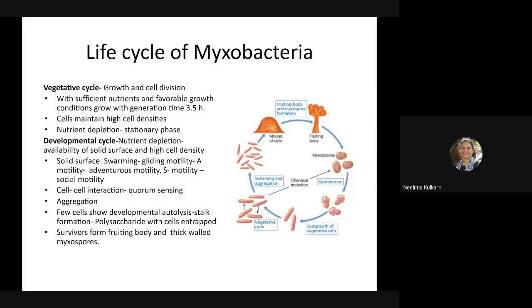such a signaling molecule will result in shutting off expression of some genes and inducing expression of the genes responsible for the developmental cycle in the case of Myxobacteria. So quorum sensing is a phenomenon wherein bacteria communicate with each other so as to know the cell density, whether a particular cell density is reached, and they communicate by production of small signaling molecules.